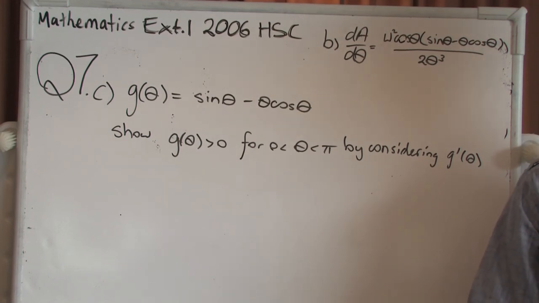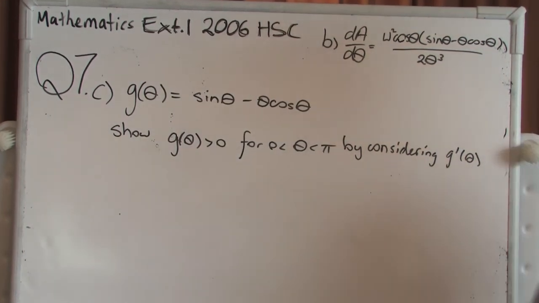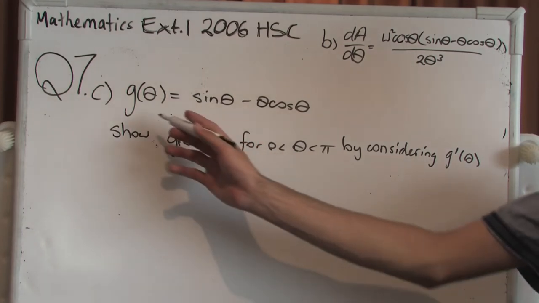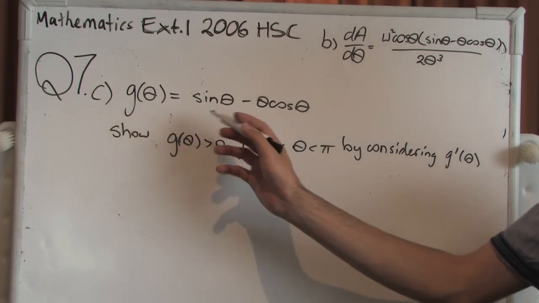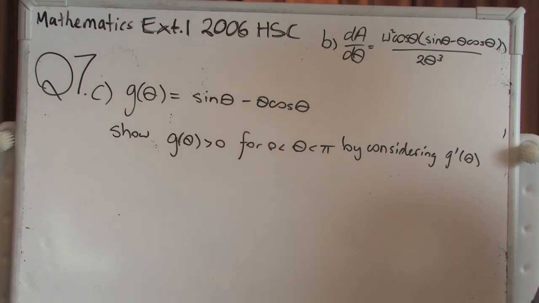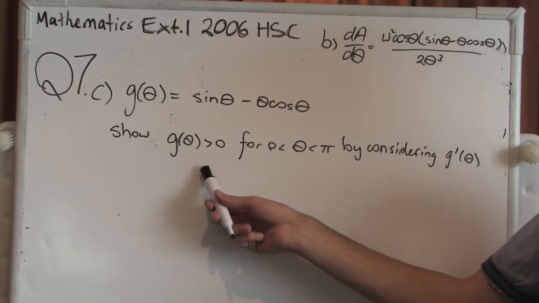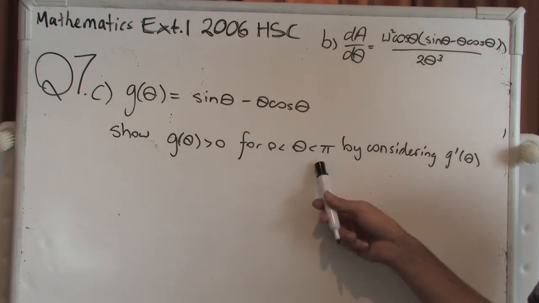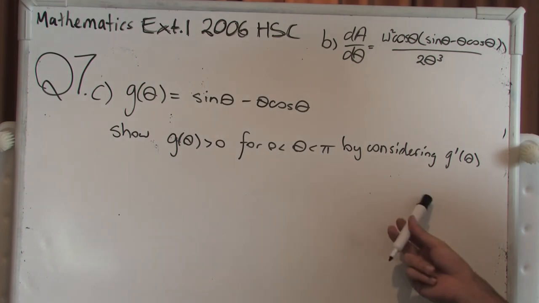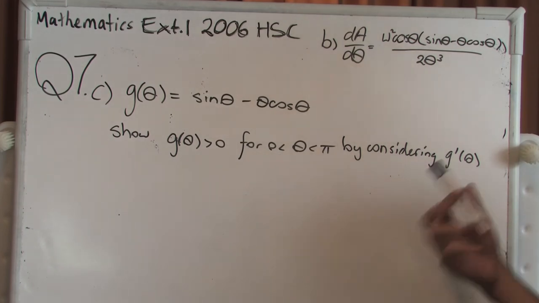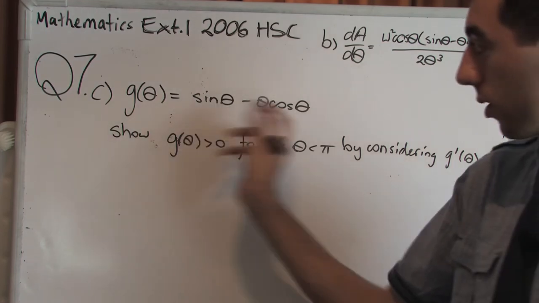Okay, so now we're going to be doing question 7c. Now this is a bit more abstract because it's asking us to consider a function g of theta equals sine theta minus theta cos theta, and to show that it's always greater than 0 for our domain of theta between pi and 0 by considering its derivative.